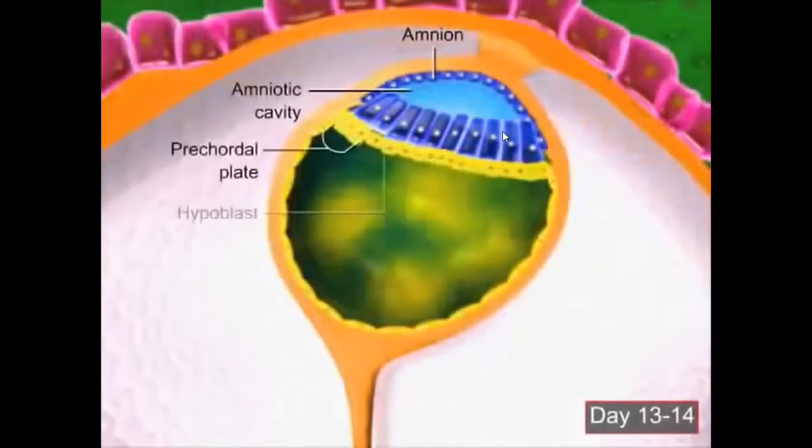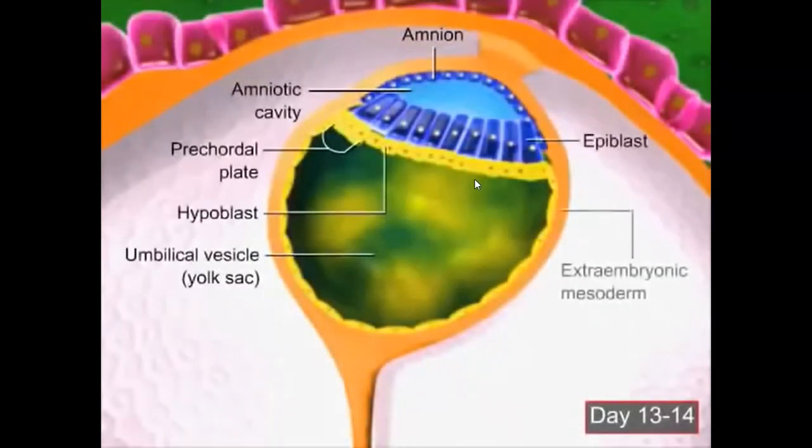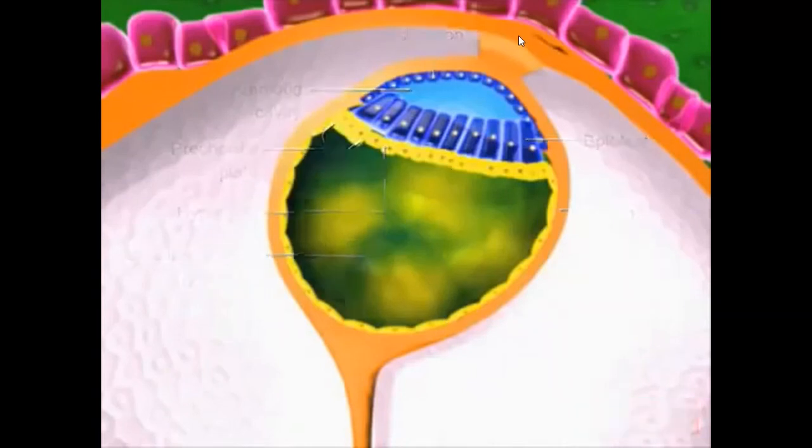Okay, again, same picture: amnion, amniotic cavity, so let's move through it very rapidly. Epiblast, hypoblast, extraembryonic mesoderm present, and the umbilical vesicle, also named the yolk sac, or secondary yolk sac, yeah? Connecting stalk here.